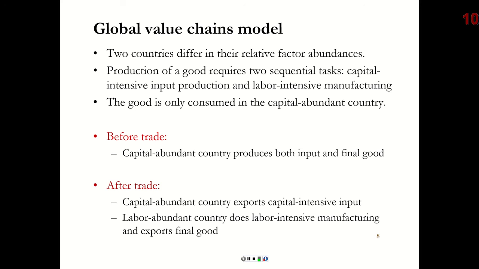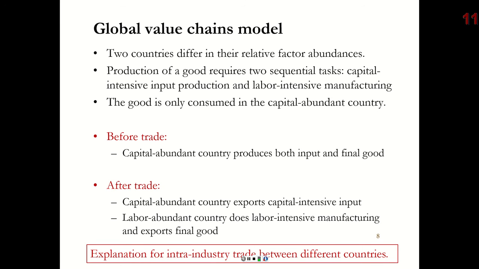So we do see trade going on in both directions, but what we actually see is that the trade that is going on is not between industries, but it is going on within the same industry. So within the same industry, you will see the input being exported from the capital abundant country to the labor abundant country, and you see the final good being exported from the labor abundant country to the capital abundant country. So what you get then is intra-industry trade, trade within the same industry between different countries.